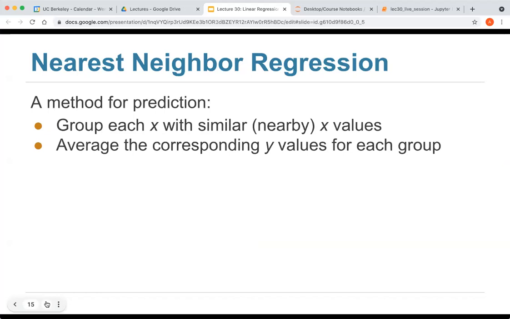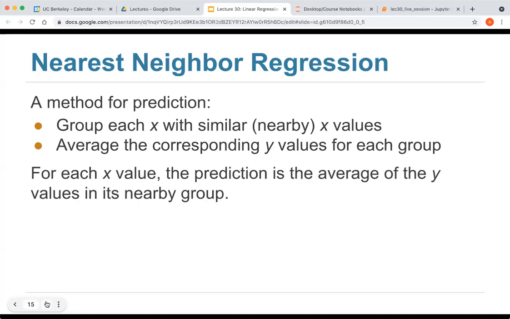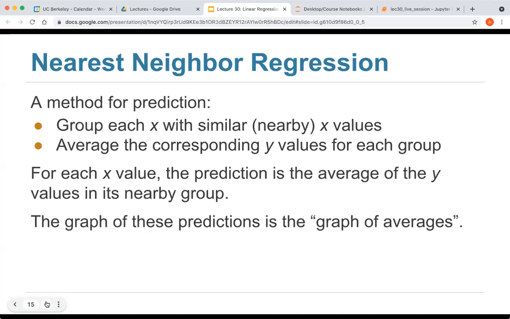K nearest neighbors is going to come. This is just nearest neighbors. I'm not determining how many nearest neighbors there are. I'm just letting the data tell me how many nearest neighbors there are. Okay. So for each value, our prediction is the average Y value for the nearest neighbor group. And so this graph of predictions, we will call the graph of averages, because every gold point is an average. It is the average of the nearest neighbor group.